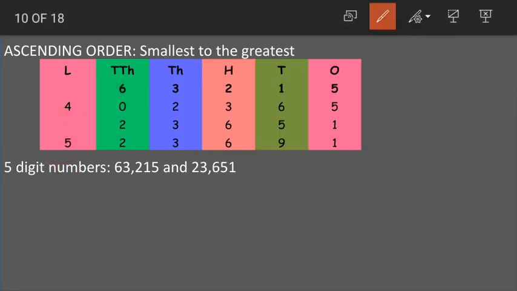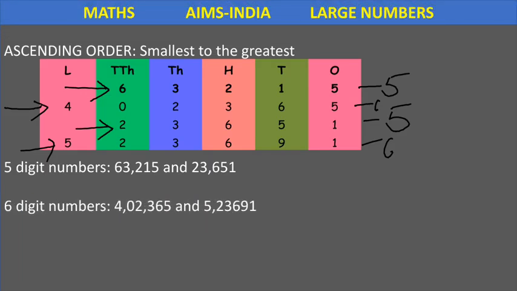What are we having here, children? Two 5-digit numbers, this number and this number. What are these? 5-digit numbers. And we are having two 6-digit numbers. 5-digit numbers are 63,215 and 23,651. What are the 6-digit numbers given here?